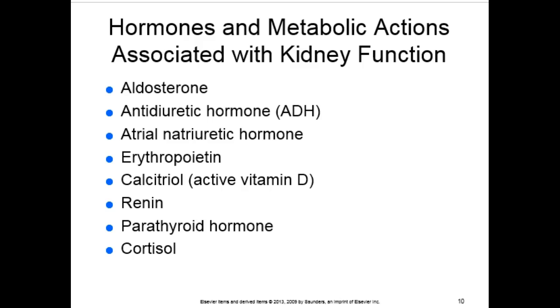Erythropoietin stimulates the bone marrow to increase red blood cell production. Increased production of erythropoietin is triggered by the demand for oxygen, and when red blood cell levels fall below normal. Calcitriol increases the absorption of calcium and phosphorus. Renin assists in the regulation of blood pressure. The parathyroid hormone works in conjunction with calcitriol to increase absorption of calcium and phosphorus, and cortisol promotes sodium and water retention.